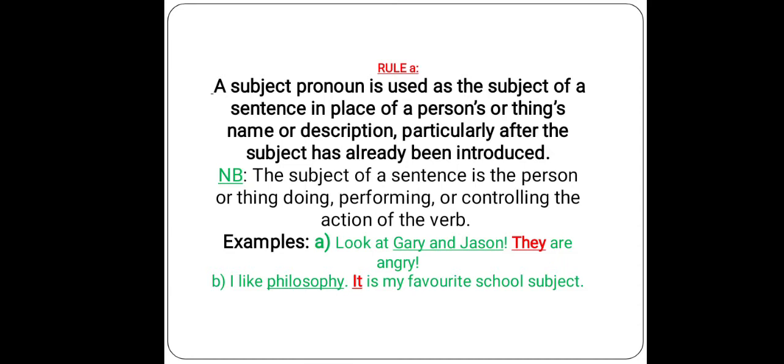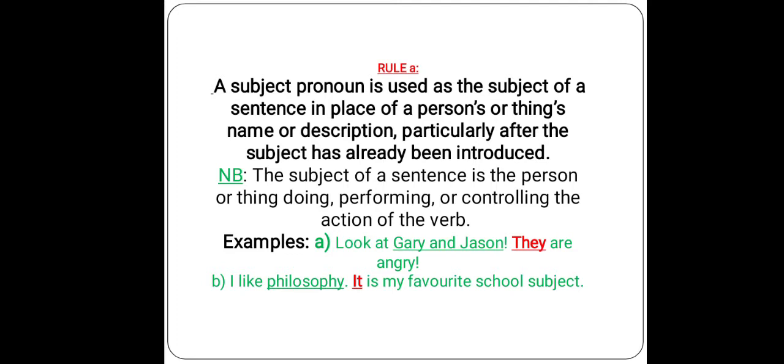So just to keep this in mind, the subject of a sentence is the person or thing doing or performing or controlling the action of the verb. It's the doer of the verb. Okay, this is the subject of a sentence. So look at Gary and Jason. Here, in the second sentence, Gary and Jason are the subjects of the verb.